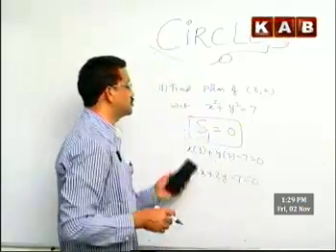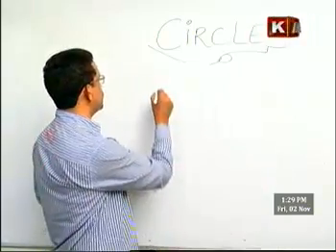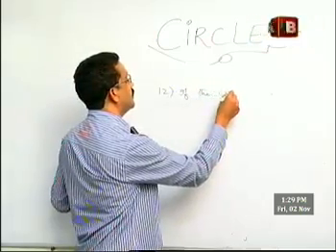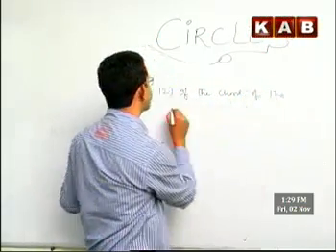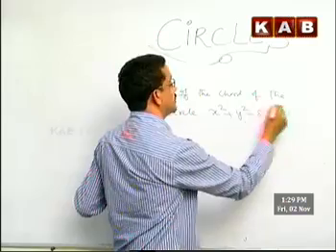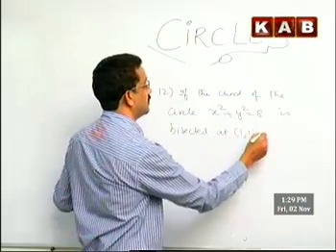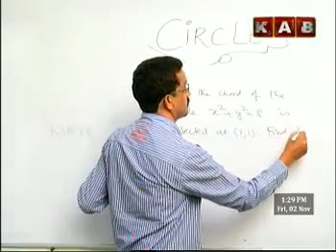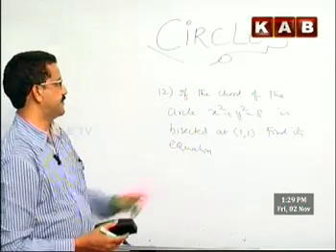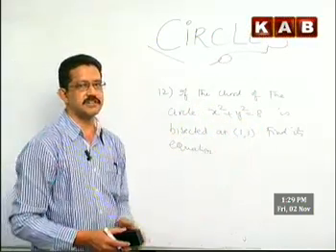So now let us go to 12th question. We take up 12th very short answer question. If the chord of the circle x square plus y square is equal to 8 is bisected at (1, 1), find its equation. Look at this please. If the chord of the circle x square plus y square is equal to 8 is bisected at (1, 1), find its equation.